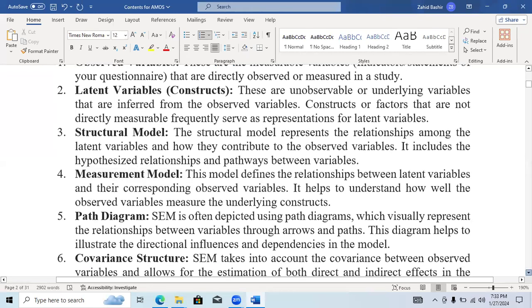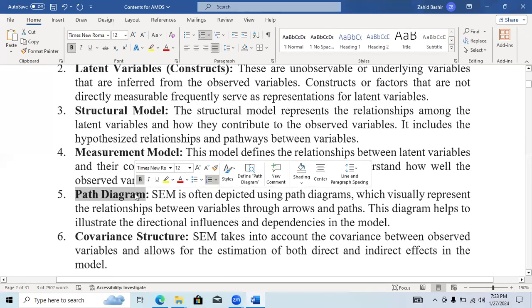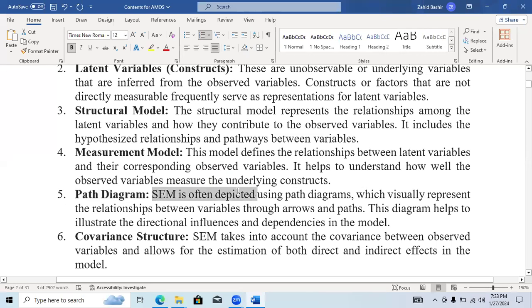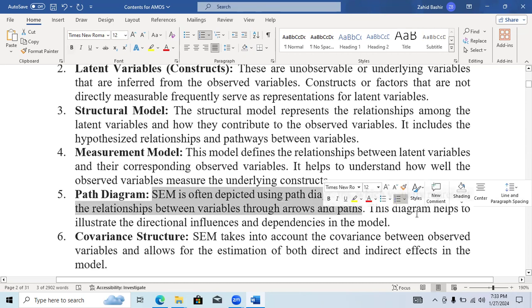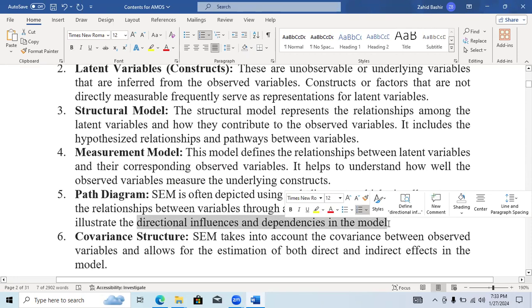Then there is a path diagram, which is basically the same as the structural model. Whenever you create some path using arrow keys, you are going to use a path diagram. SEM is often depicted using a path diagram, which visually represents the relationships between variables through arrows and paths. This diagram helps to illustrate the directional influences and dependencies in the model. It will indicate which of the constructs is exogenous and which is endogenous.